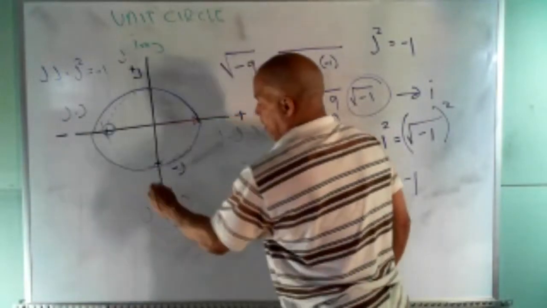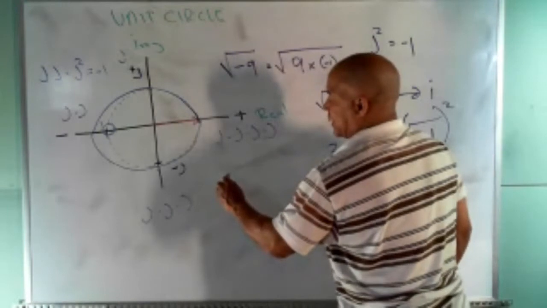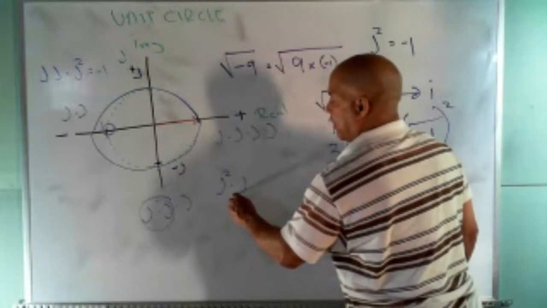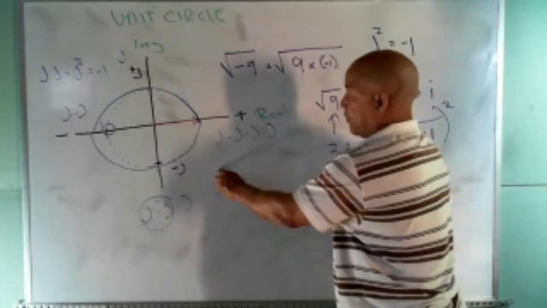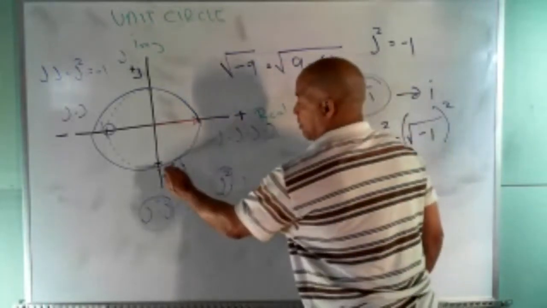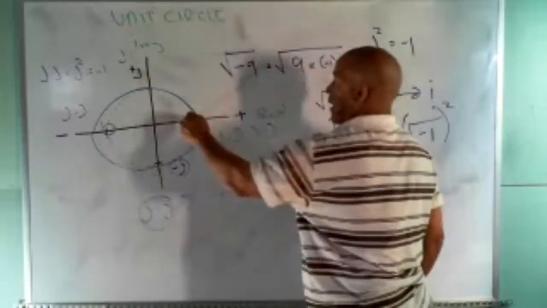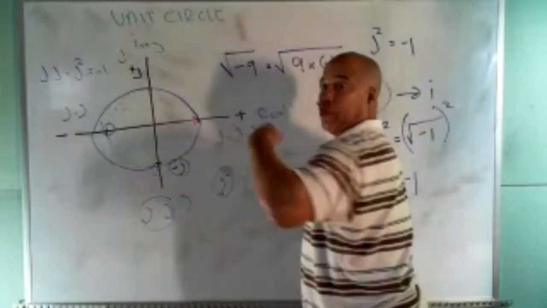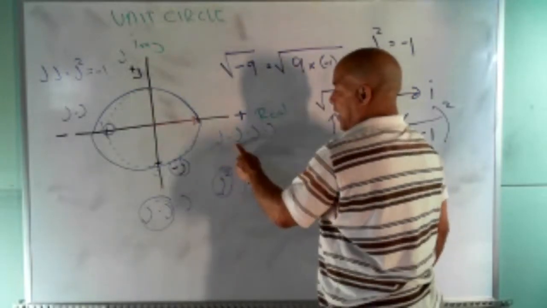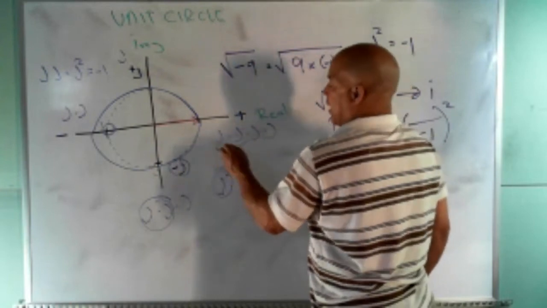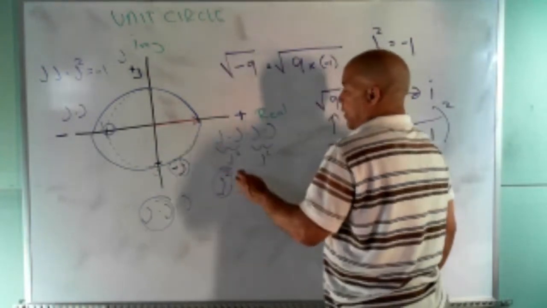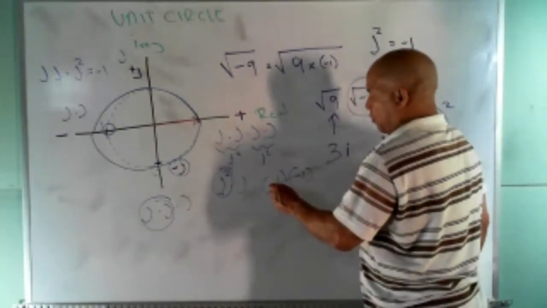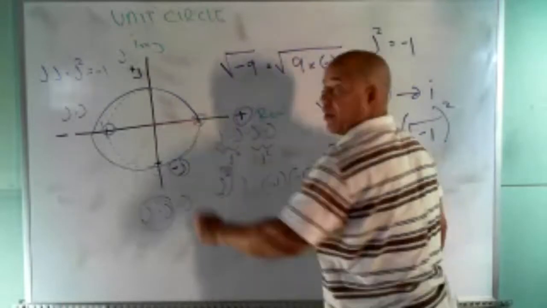If I come down to here, I got J times J times J. Well, J times J is J squared. So this is J squared times J, but that J squared, remember, is negative 1. So that's a negative sign. It gives me the minus J right there. If I come up here again, I get 4 factors of J. Every time I go a quarter circle, I multiply by J. So this is J times J times J times J. So this right here is J squared. This right here is J squared. But that J squared is equal to minus 1. And that J squared is equal to minus 1. And minus 1 times the minus 1 is a positive 1, which is what you get right there.